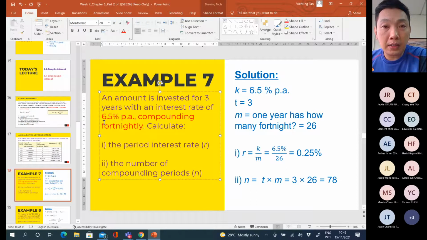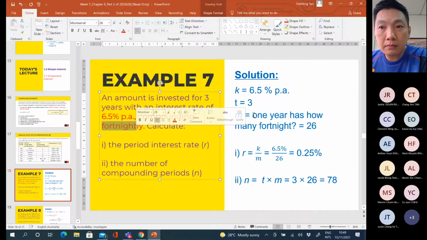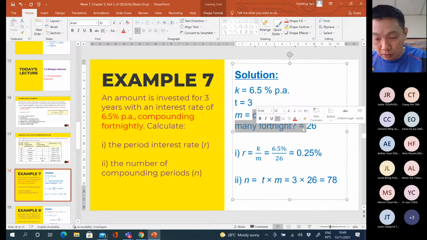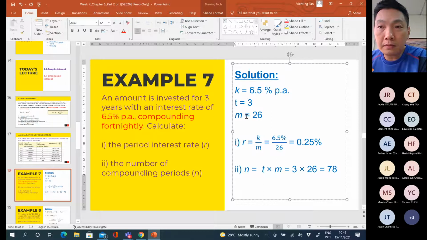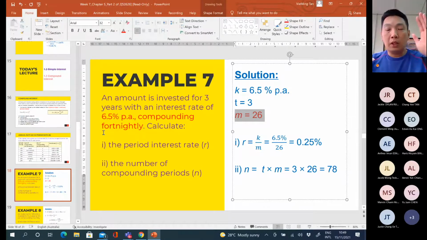And this interest rate is the annual rate. 6.5% is the annual rate. And this annual rate is compounded fortnightly. So once you see this word, immediately you have to put M is equal to 26. Immediately you write it down. So I put red color. This sentence tells you M is equal to 26. That means within a year, the interest will be compounded 26 times. So get ready, the M is very important.